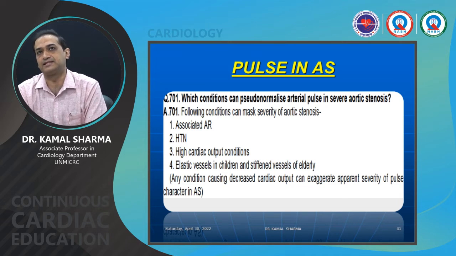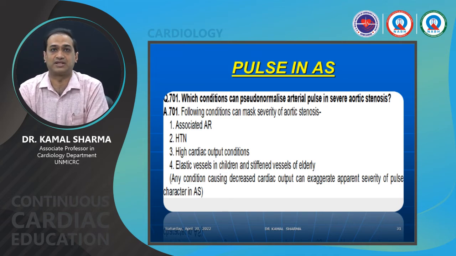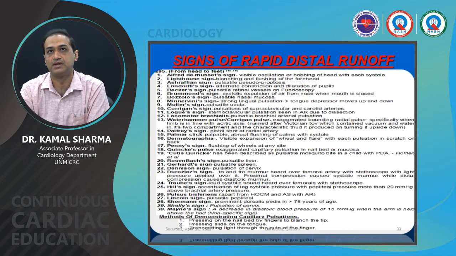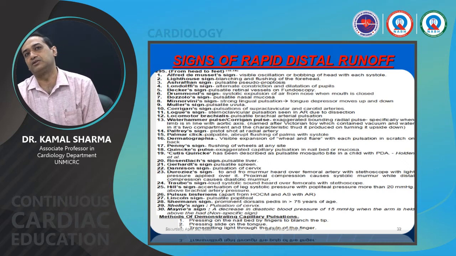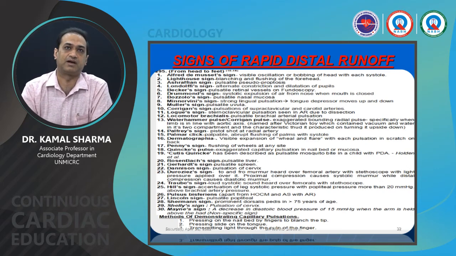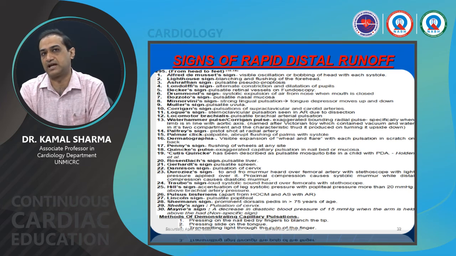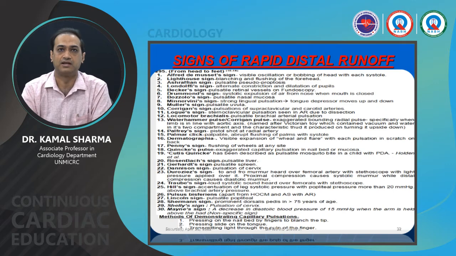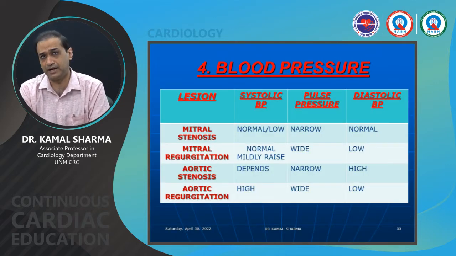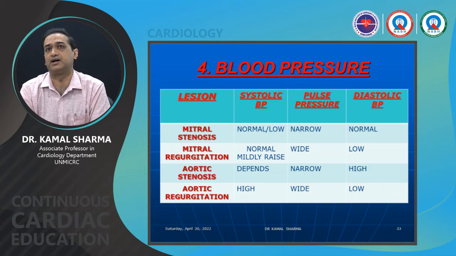Pulse in AS can be pseudo-normalized in patients with associated AR, hypertension, high cardiac output, or elastic vessels in children. There are almost 30 plus signs mentioned for rapid distal runoff or aortic regurgitation, which are available in various books, including one that we have authored. So you can go through them and see all the signs. Some of them are pretty well known, like the Muller sign, Traube's pistol shot, Duroziez's murmur, and Hill's sign, which are commonly used.